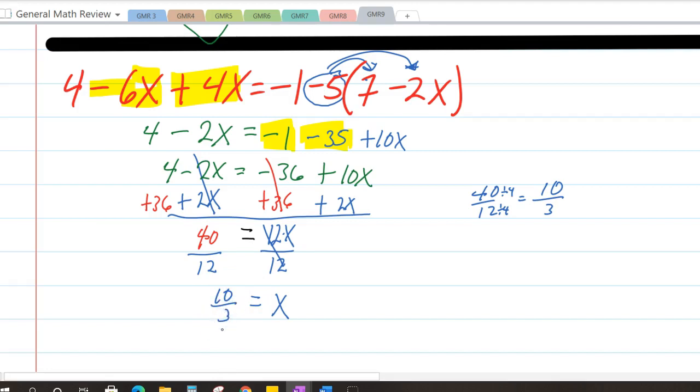Now this is backwards. Most of the time we're going to want it with the x in front. What you do is you simply write it the other way. Don't change anything, just write it backwards. I have an x, I have an equal sign, I have a 10 over 3.